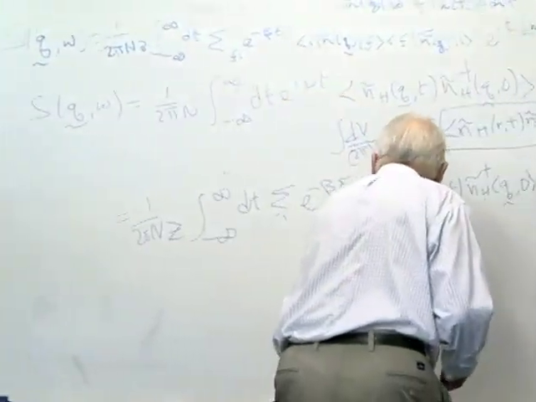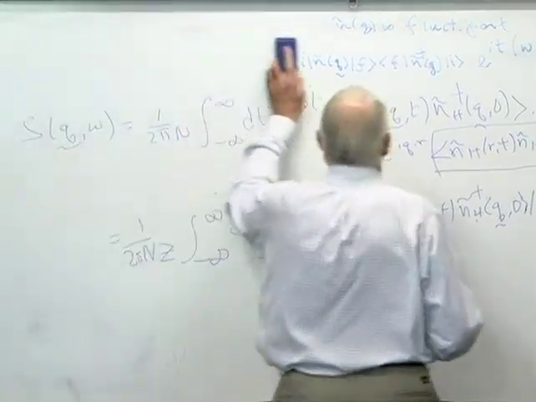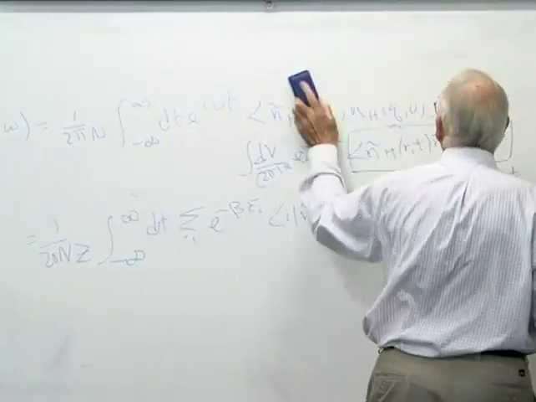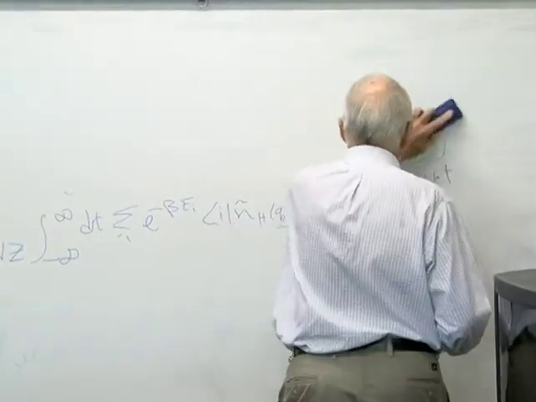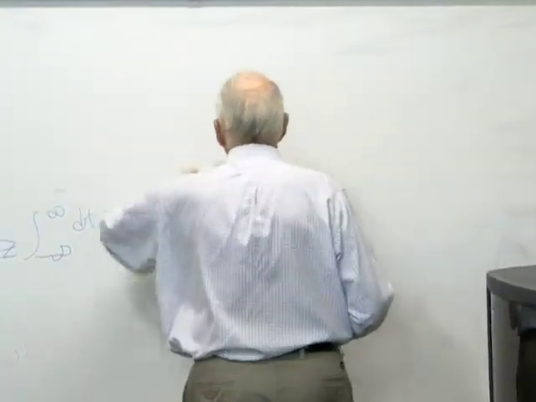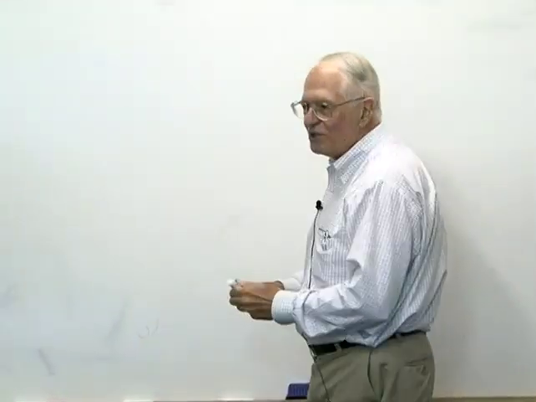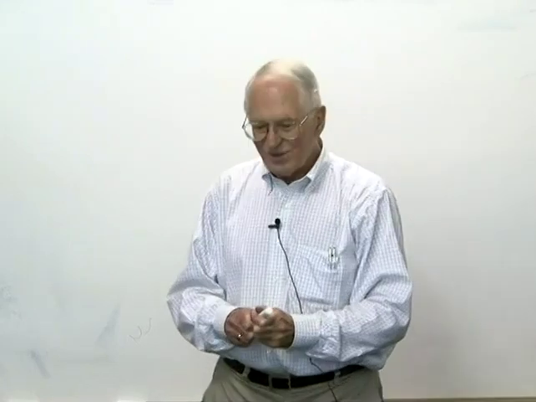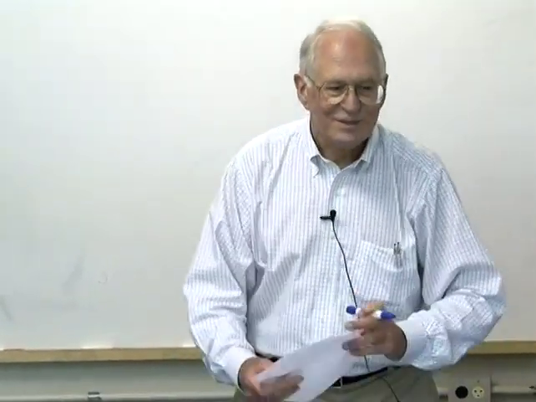So let me erase this and start again. Let me write this definition in the original form, just so you can see how this all works. The first thing I want to derive is something called detailed balance, which talks about the difference between what's called Stokes process and anti-Stokes process, which you may have come across in other contexts.